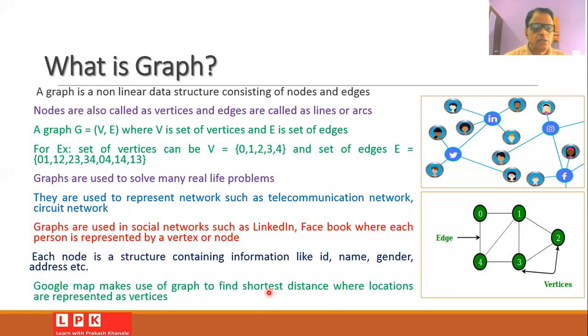Google Maps also makes use of the graph. Every location on the Google map is represented by a vertex. And we can always use the graph to find the shortest distance between any two locations on the Google map.